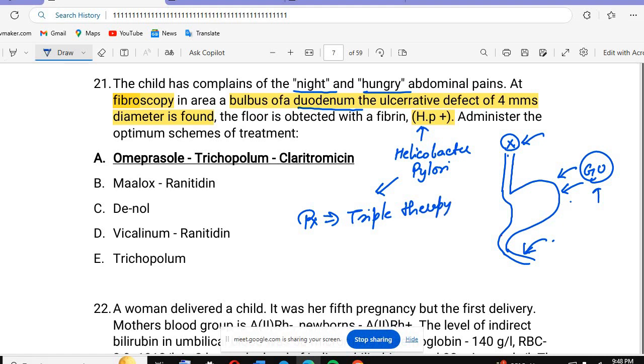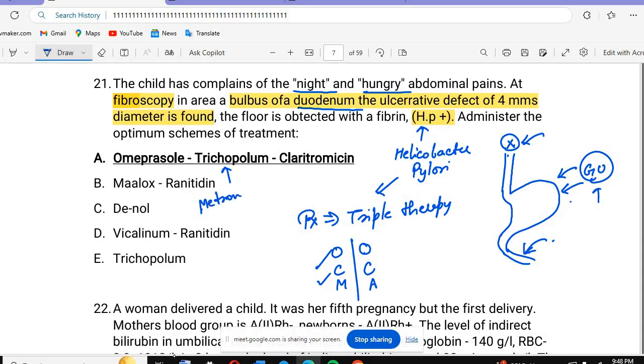In triple therapy of the Helicobacter pylori, remember, what will we give here? We will give the omeprazole, we will give the metronidazole, or we will give the clarithromycin. Either we will give the omeprazole, clarithromycin, or amoxicillin. Okay, but sir, here there is no metronidazole. Then how are you saying that? Or there is no amoxicillin? We can see two options: the omeprazole and the clarithromycin, but there is no option of the metronidazole or the amoxicillin. So remember, this is the metronidazole.